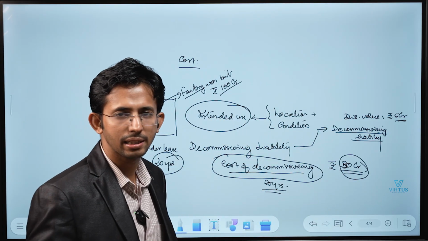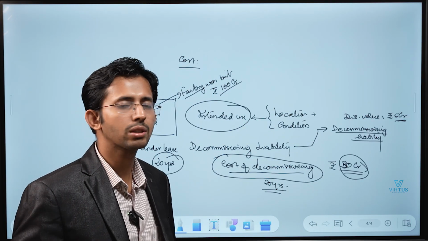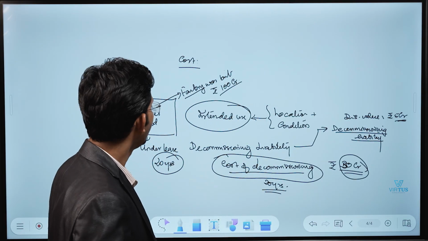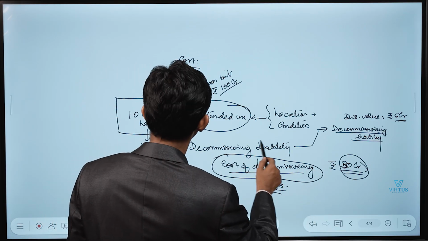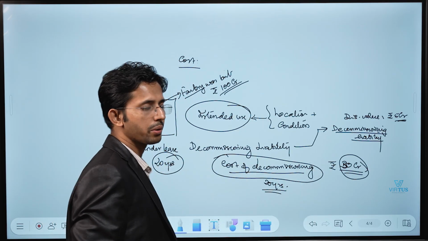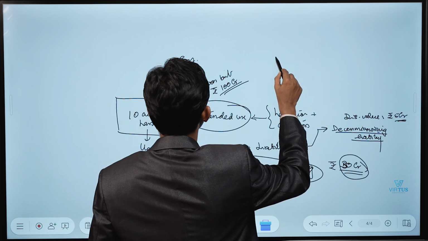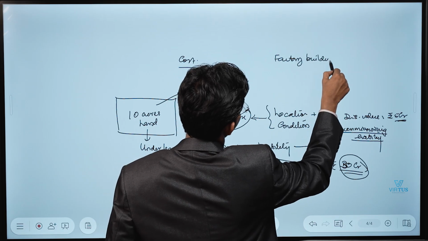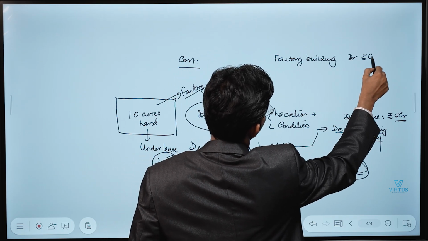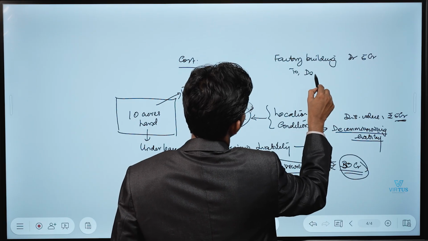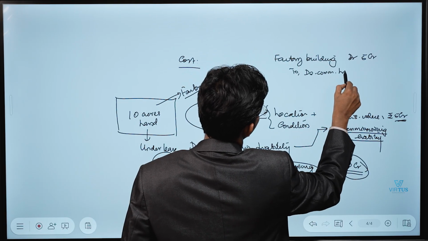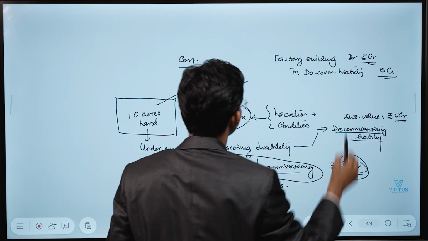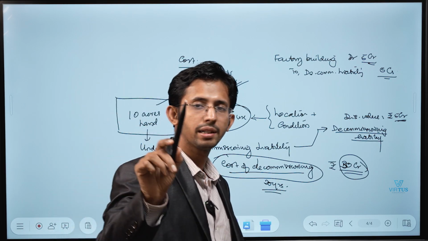Once you recognize a liability, there has to be a corresponding effect, right? Where do you give that corresponding effect? That corresponding effect will be given to the assets. So the entry for this will be, here the cost was 100 crore. So factory building debit 5 crore to decommissioning liability 5 crore.